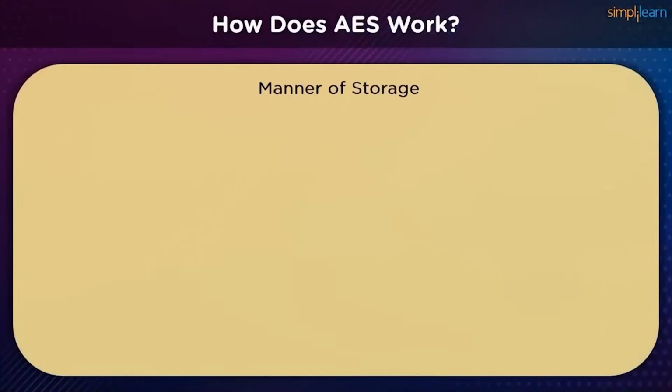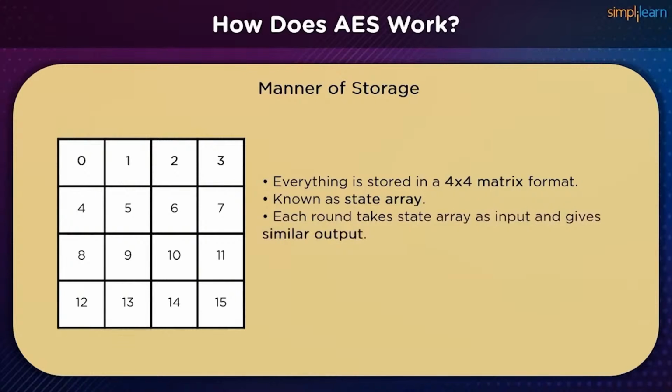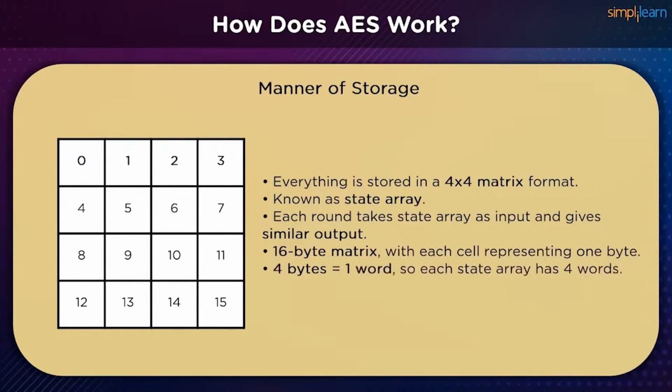Before we move ahead, we need to understand how data is being stored during the process of AES encryption. Everything in the process is stored in a 4x4 matrix format. This matrix is also known as a state array, and we'll be using these state arrays to transmit data from one step to another and from one round to the next round. Each round takes a state array as input and gives a state array as output to be transferred into the next round. It is a 16-byte matrix with each cell representing 1 byte, with each 4 bytes representing a word. So every state array will have a total of 4 words representing it.